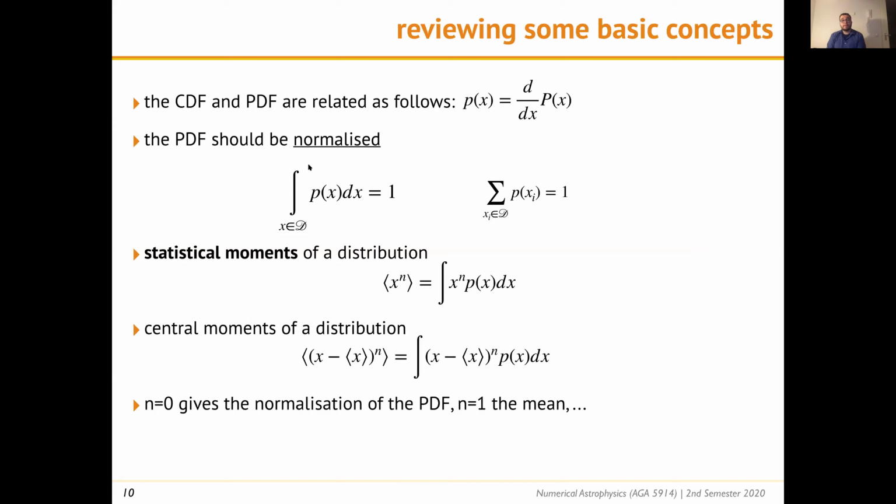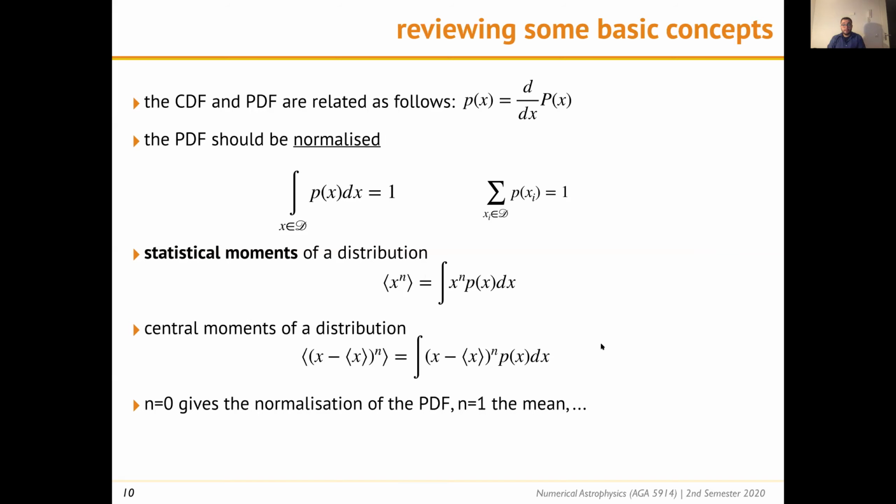So we also define the statistical moments of a distribution as the average of a given variable x to the power n. So this is essentially just the probability distribution function weighted by whatever is inside these brackets here. And this defines the central moments of a distribution: x minus the bracket x, to the power n. We can also write this as an integral. And there are a few concepts that come directly from here.